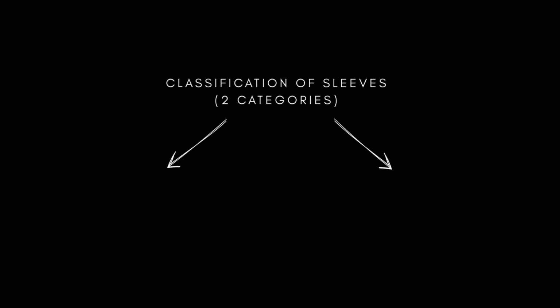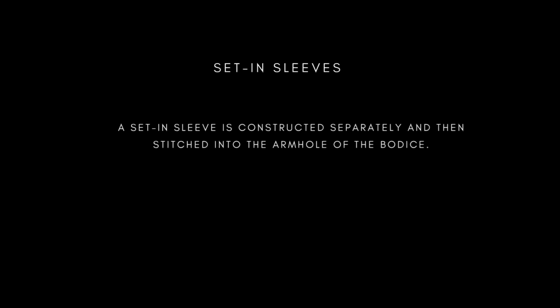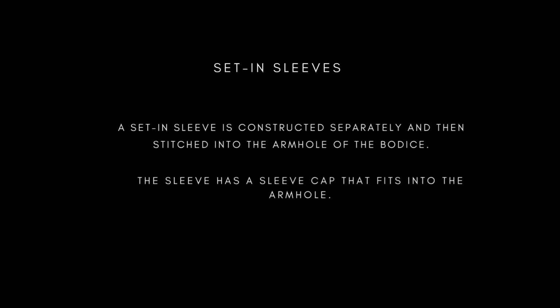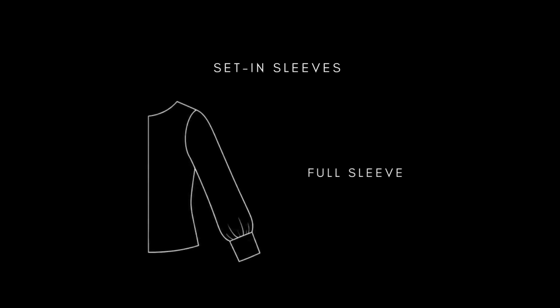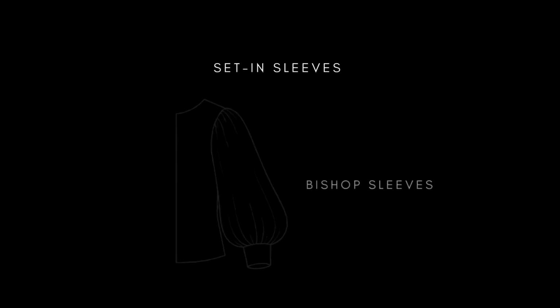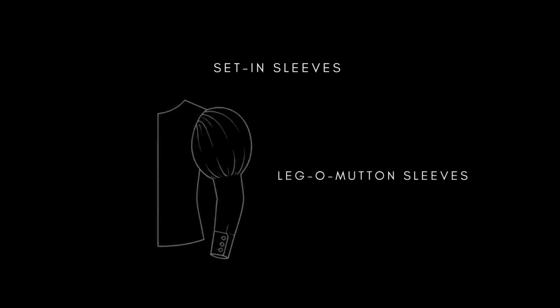Now let's look into the classification of sleeves. Sleeves are broadly classified into two main categories. The very first one is set-in sleeves, and another one is extended sleeves. A set-in sleeve is constructed separately and then stitched into the armhole of the bodice. The sleeve has a sleeve cap that fits into the armhole. For example, a basic shirt sleeve, full sleeve, short sleeve, puff sleeve, bishop sleeve, bell sleeve, and leg-of-mutton sleeve, etc.